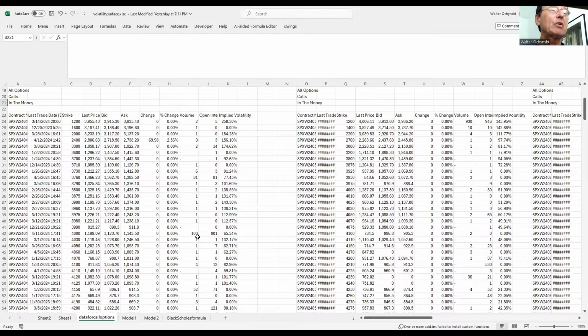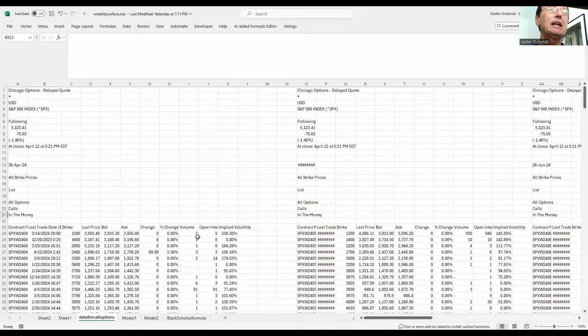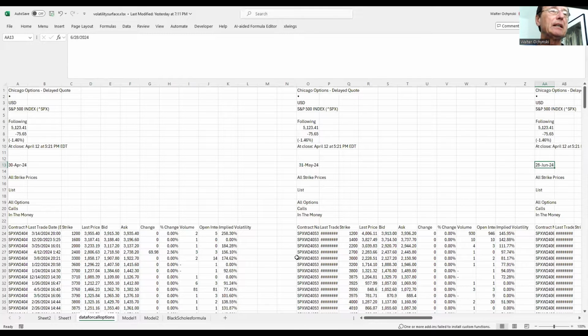I got the data from Yahoo Finance. I use for that the SPX index, where you have many strike prices for various maturities. You see they are normally created in this way. You have different strike prices in column C. Then you have the bid and ask price, and this is repeated for various maturities going forward.